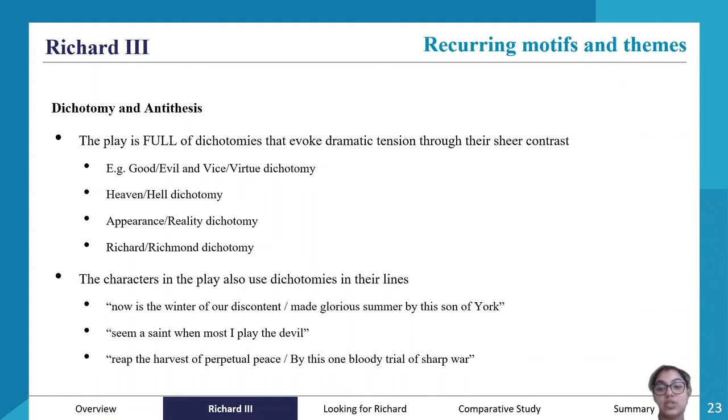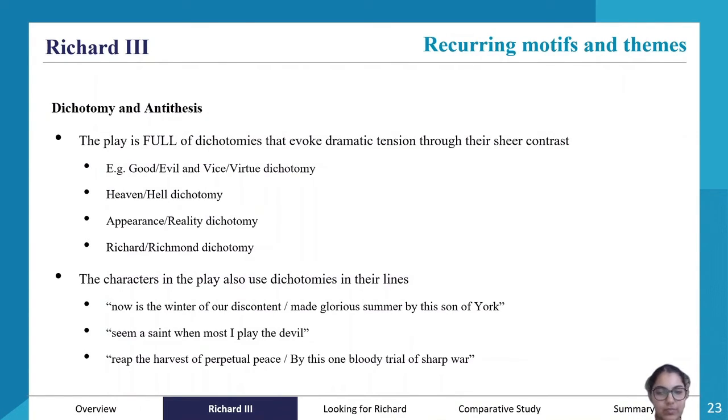So for example, these quotes, they all show the contrast there. They all show the dichotomies. "Now is the winter of our discontent made glorious summer by this son of York." So this idea of winter of discontent for Richard versus the summer for the son of York. We also see "I seem a saint when most I play the devil," and that also links back to this heaven-hell dichotomy. "Reap the harvest of perpetual peace by this one bloody trial of sharp war." So peace versus war.